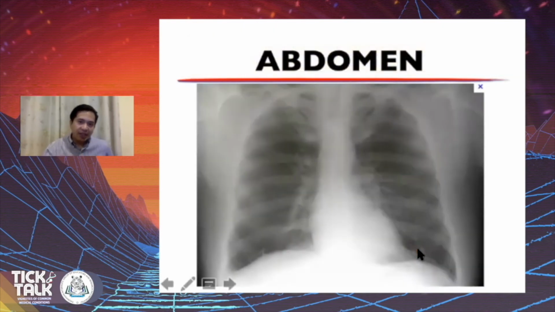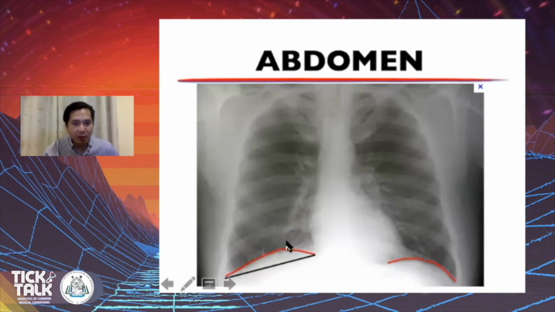So let's take a look at this film. 1, 2, 3, 4, 5, 6, 7, 8, 9, 10. 10 ribs, okay? The right hemidiaphragm is at the level of the 10th posterior rib and is one intercostal space higher than the left. Then we can see that both hemidiaphragms appear to be dome-shaped. So we're okay.